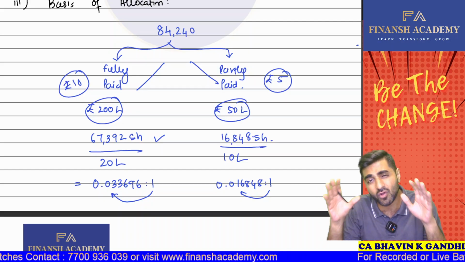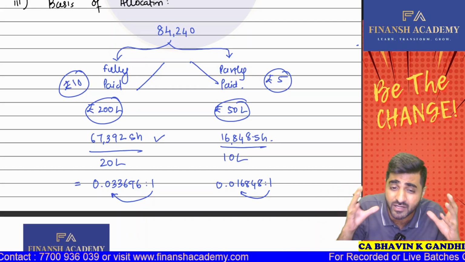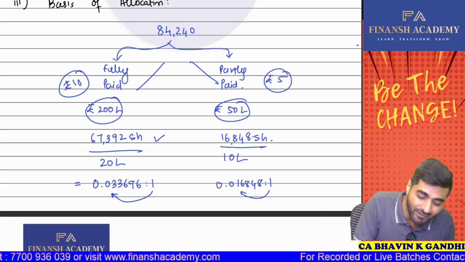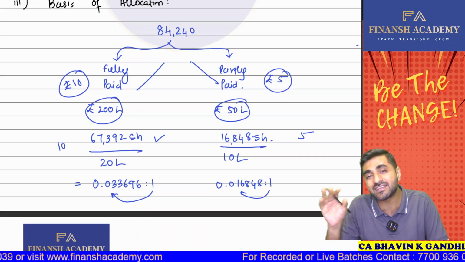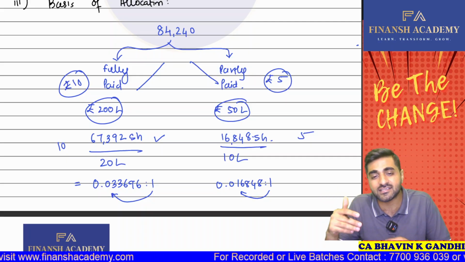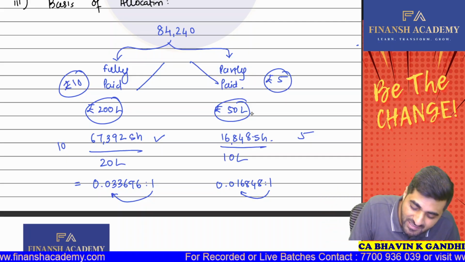We now have to divide this on the basis of the ratio of the amount paid in totality. You can't divide this in the ratio of 10 and 5. Why? Because that would be completely unjust. Because suppose, let's say, here the number of equity shareholders is less.